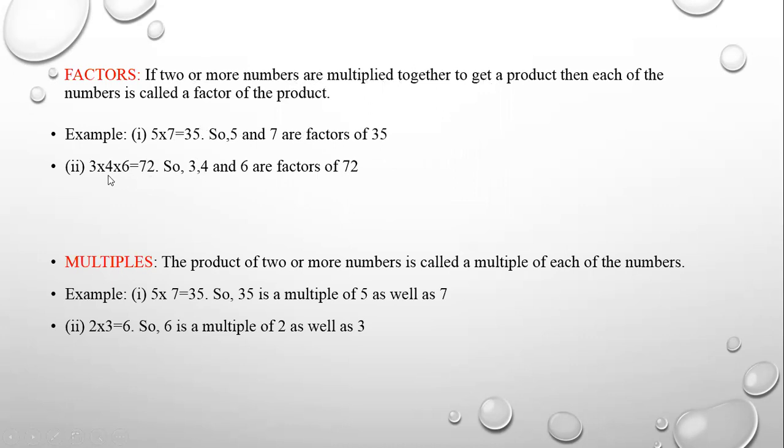Similarly, let us see the second example. 3 into 4 into 6 is equal to 72. That means the numbers 3, 4 and 6 are also the factors of 72.